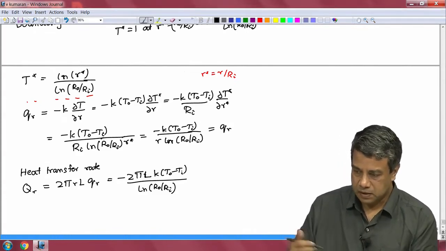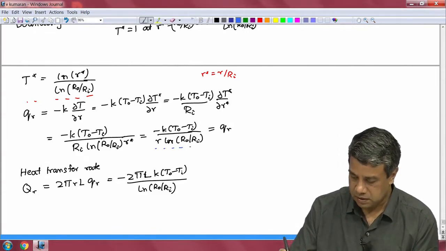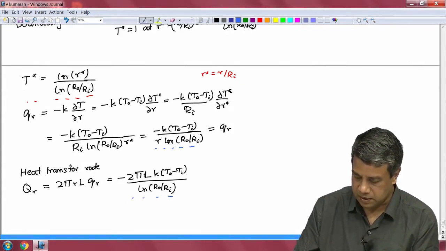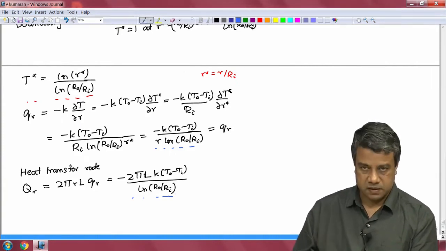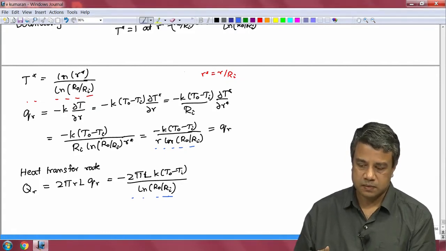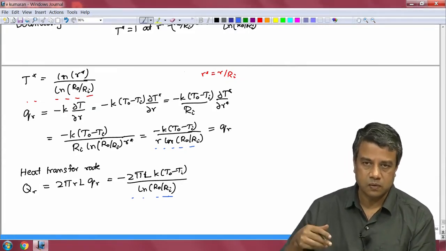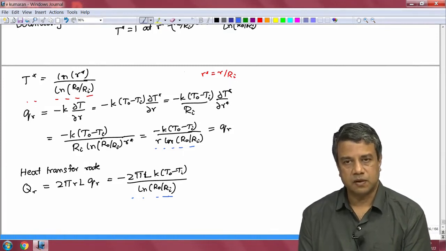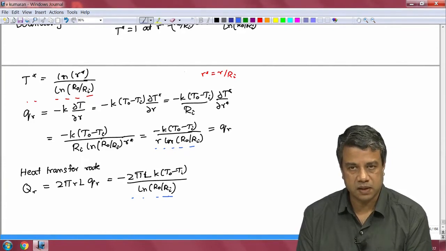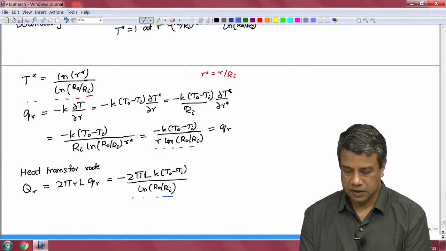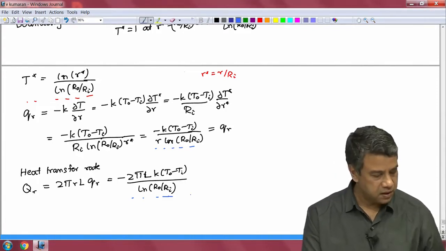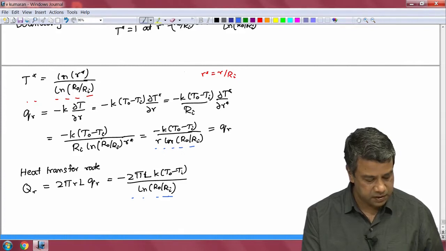Note another thing here. q r depends upon r, whereas the heat transfer rate does not depend upon the radius. At any surface within the cylinder, the heat transfer rate has to be the same. That is because there is no source or sink within the material. Therefore, the amount of heat coming in at one surface has to equal the amount of heat going out at the other surface. So the heat transfer rate itself has to be independent of position.